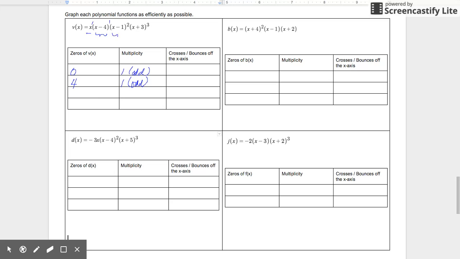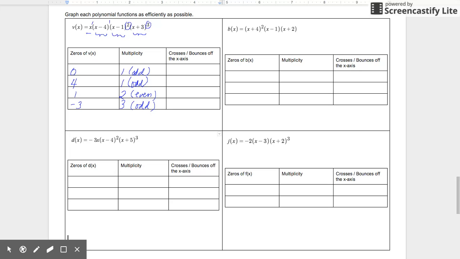The next factor is x minus 1. Therefore, the 0 is 1. And it's a 0 two times because the exponent here is 2. So the multiplicity is 2, which is an even number. And the last factor is x plus 3. Therefore, the 0 is negative 3. And the exponent is 3. So the multiplicity is 3, which is an odd number.